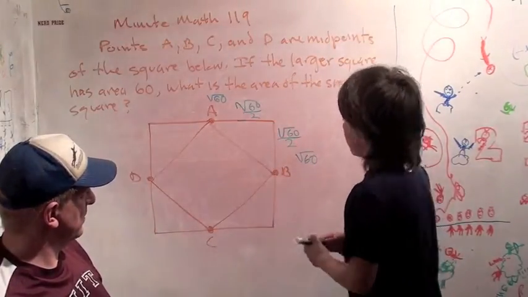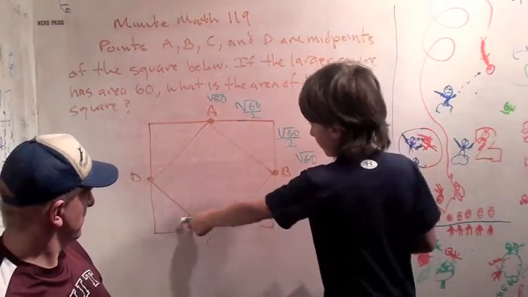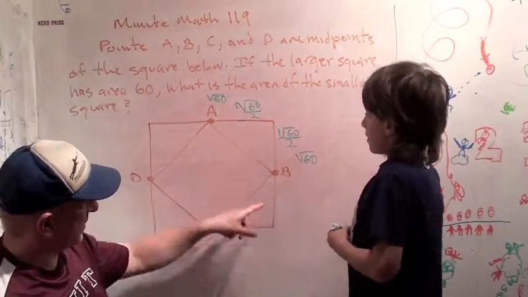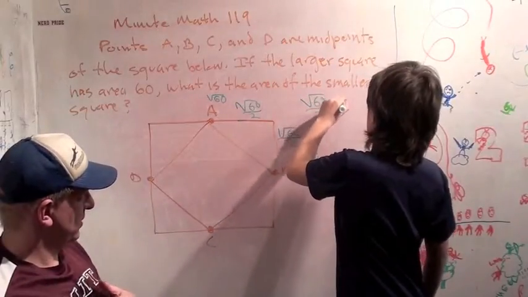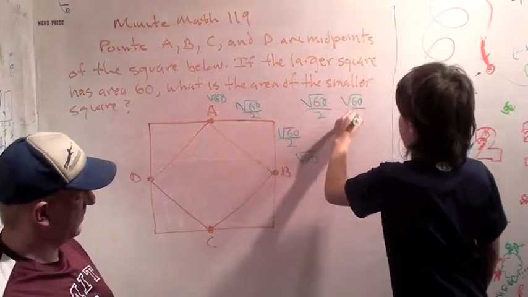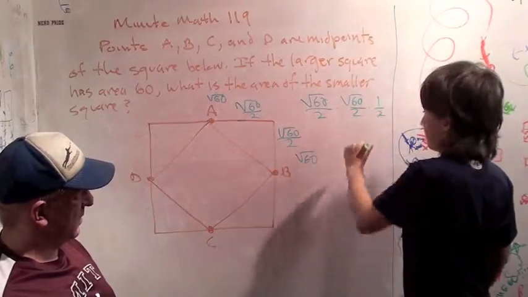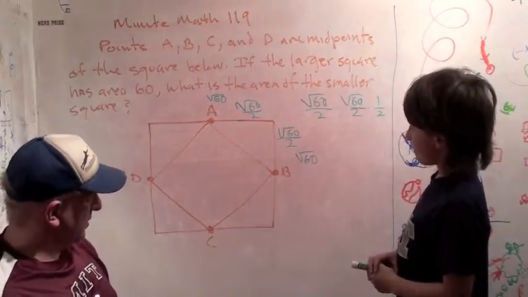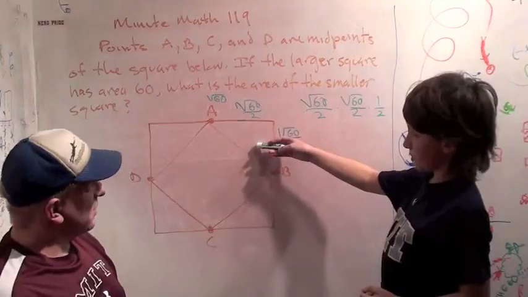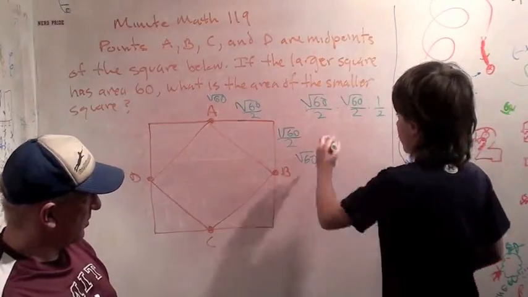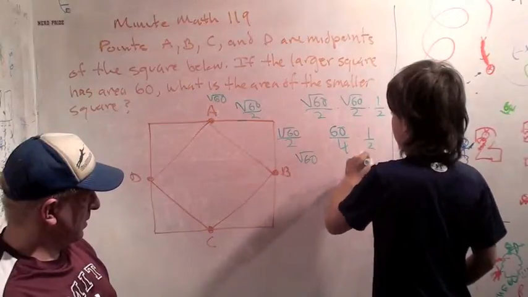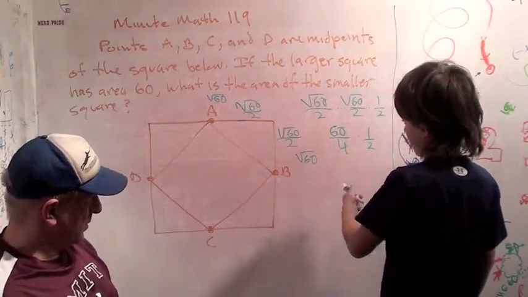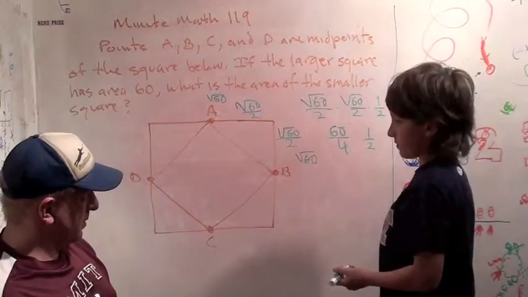So we're going to need to find the area of the triangles. They're all the same. Okay, all these triangles are the same. That's right. Well, if you do the square root of 60 over 2 times the square root of 60 over 2 times 1/2. Okay, and where are you doing that? To figure out, that's the area of the triangles. Okay. So what is that when you multiply it out? 60 over 4 times 1/2. Or, well, 60 over 4 is 15.